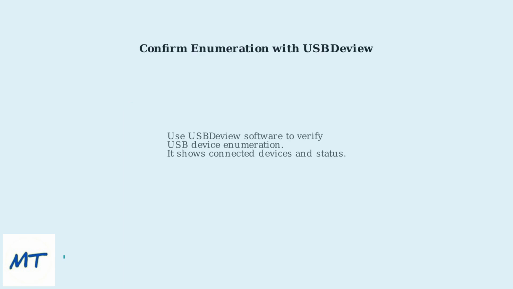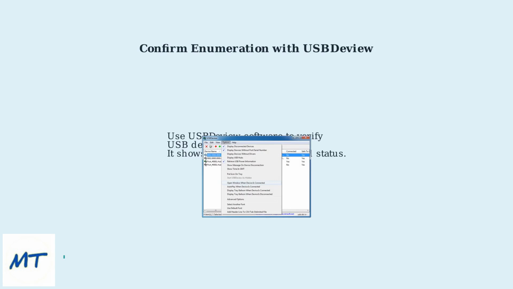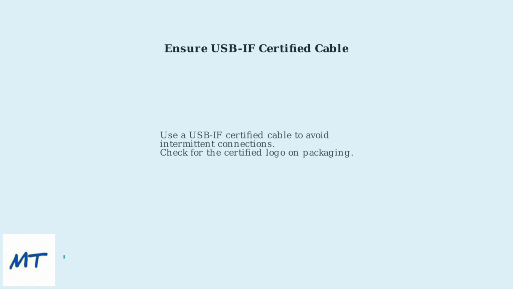Next, use USB DView software to confirm that your dock enumerates properly as a USB device. This tool displays all connected USB devices and their connection status, helping identify if the dock is being recognized by your computer. Finally, ensure your USB-C cable meets USB-IF standards to prevent intermittent connections. Look for the certified USB logo on the cable packaging, which guarantees compatibility and reliability for power delivery and data transfer.